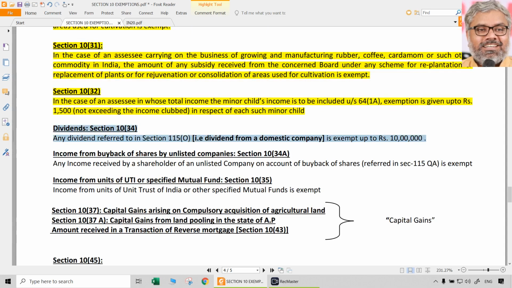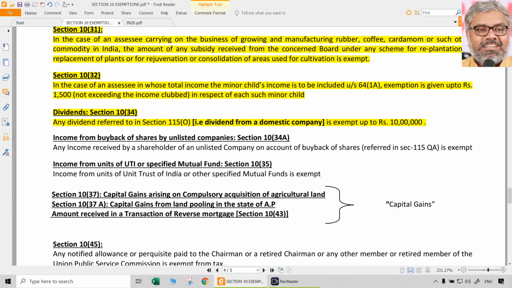That 10(34), already we know, exemption is granted for the dividends received from domestic company. Of course, only up to 10 lakhs rupees. Then 10(34A) also, we discussed in the chapter of capital gains. If at all unlisted companies buy back the shares, or even now change it to even listed companies, then it will be taxable in the hands of the company. So naturally what happens in the hands of shareholder, that will be exempt. When it is already taxed in the hands of the company, then for the shareholder that same should be exempt under section 10(34A).